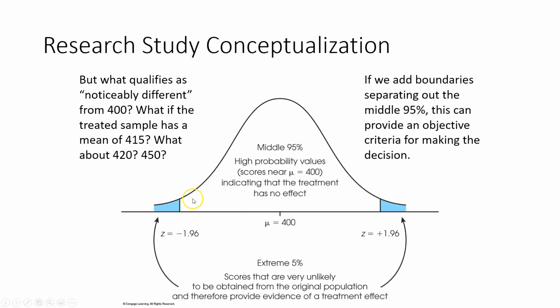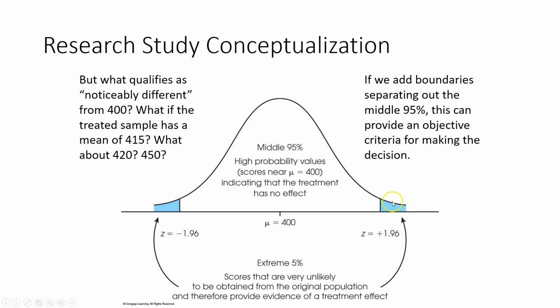So if we were to take that distribution of scores that had a mean of 400 and a standard deviation of 20, we might say the middle 95% of the scores are reasonable, average, typical, normal scores. Those scores that fall in the tail on either side are extreme scores. They're the extreme 5%. They're scores that are very unlikely to be obtained from the original population just by chance, and therefore they suggest that our treatment actually worked.